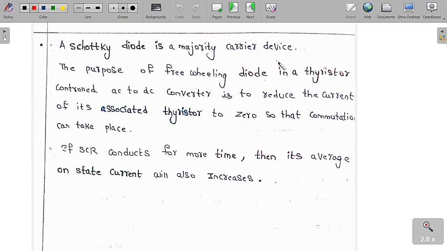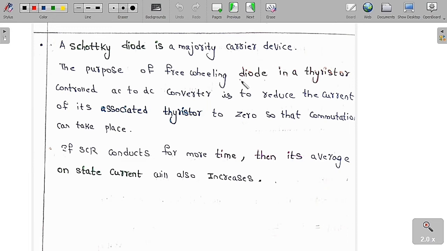A Schottky diode is a majority carrier device. I have already told you the important parameters of the Schottky diode in the earlier class. So, the Schottky diode is a majority carrier device.